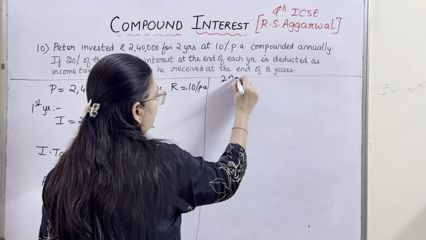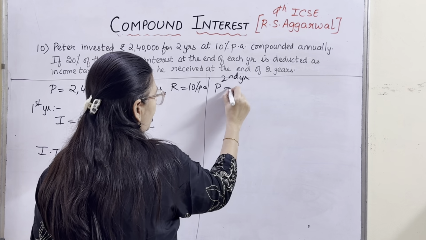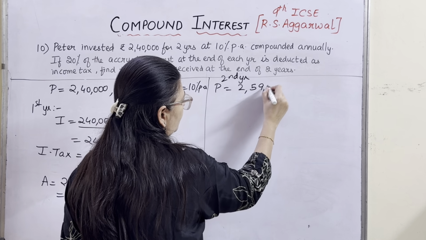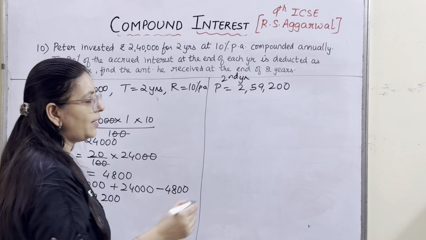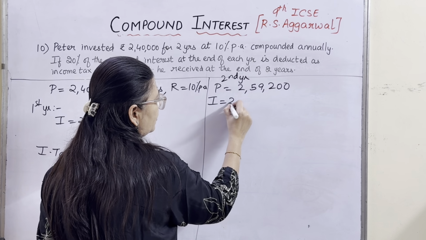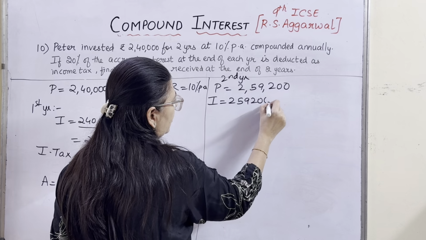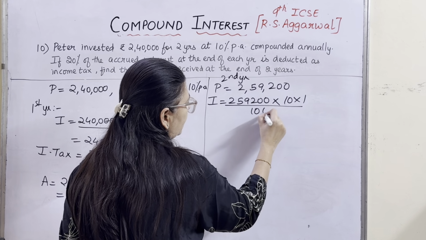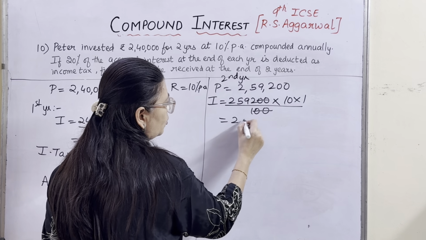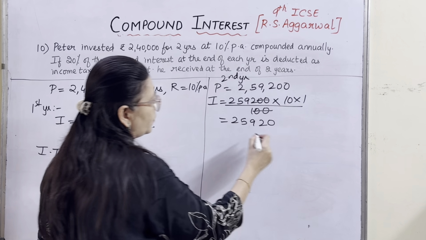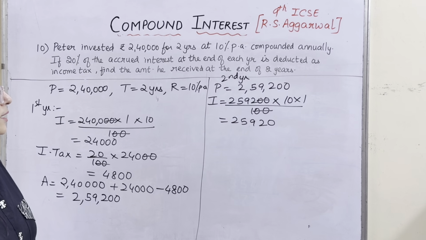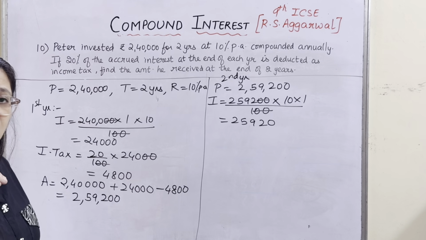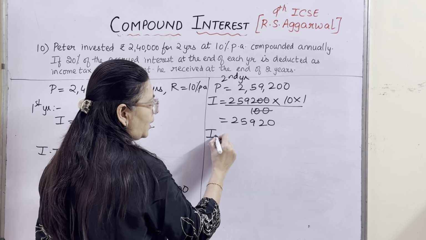So, second year, what is the principal? Second year, it is 2,59,200. Okay, let's find the interest. Interest is principal, rate is 10%, time is 1, upon 100. Zeros cancel. So, 25,920. 25,920 is the interest for the second year. 20% you have to deduct as income tax. So, let's find income tax.